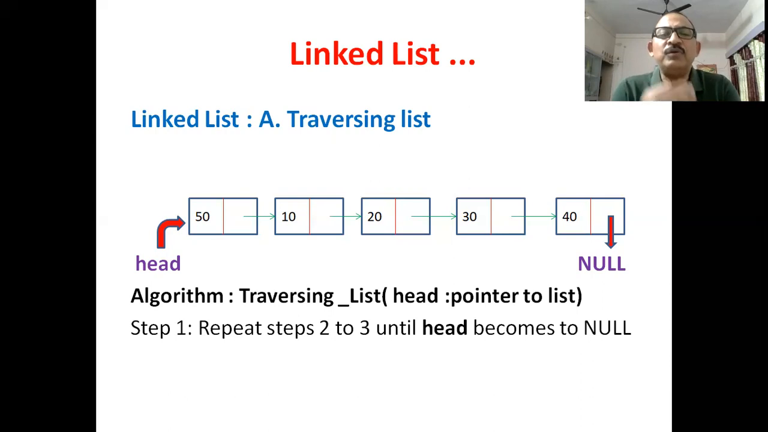And we want to repeat this process until the head contains the value null. So repeating this process, we visit each node in a linked list. Is it clear? The process is clear. Now the first step is repeat steps 2 to 3 until head becomes null.